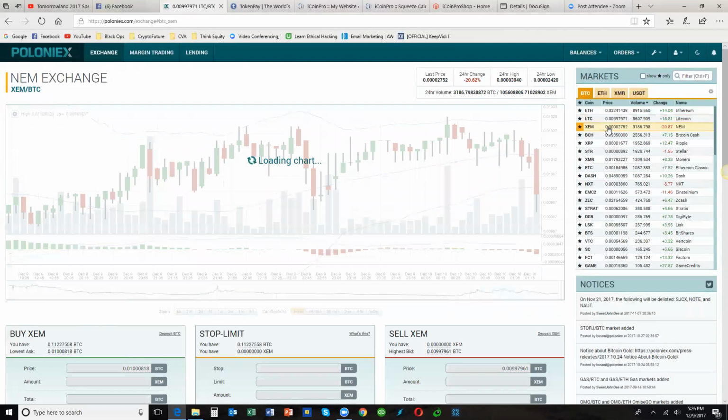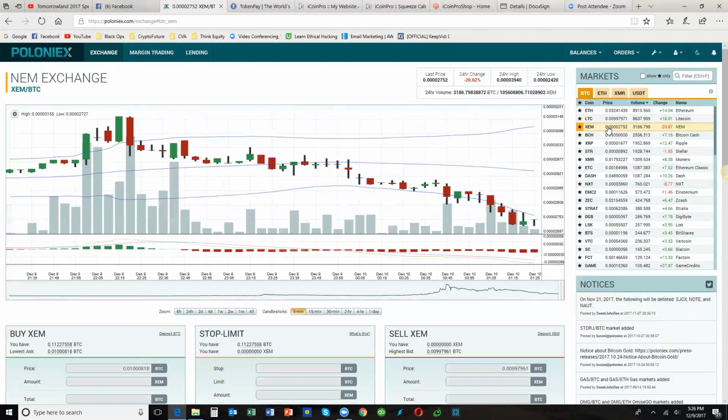Now this coin right here, XEM, is the one I was trading last night, in and out, in and out, in and out. And this may be a good trading opportunity.